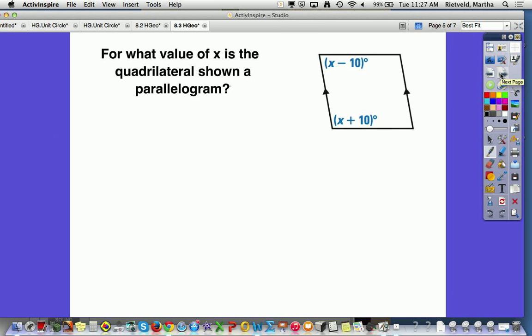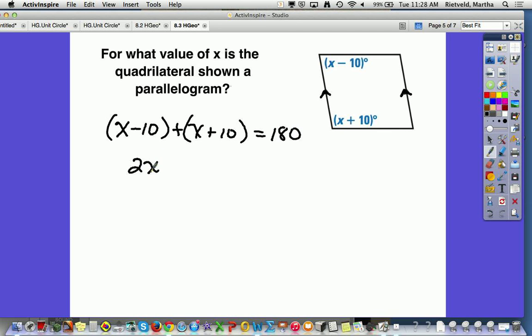In this problem, we're trying to find the value of x so that we have a parallelogram. We know that one pair of sides is parallel based on these markings. We're not sure about the other pair of sides, but if they were parallel, then these two angles, x minus 10 and x plus 10, would be supplementary. So I'm going to take those two angles, set them equal to 180 after I add them up, and solve for x. 2x equals 180. X comes out to be 90 degrees.